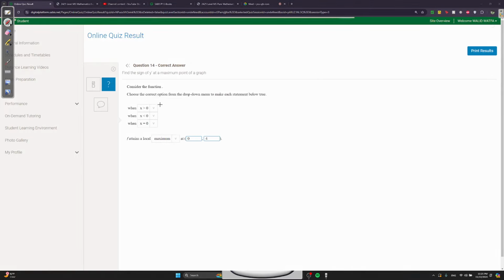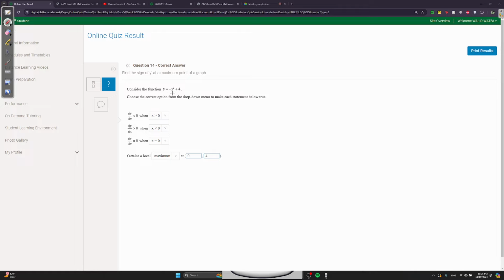Question 14. Here, again, same question. What's dy over dx? It's 2 times minus 1, it's minus 2x. And then 4 times, there's nothing, 4 doesn't get derived. So this is your derivative, dy over dx. When is it less than 0? Take minus 2 to the other side. It becomes greater than 0. 0 divided by minus 2 is 0, but since you divide by a negative number, remember, it changes sign.